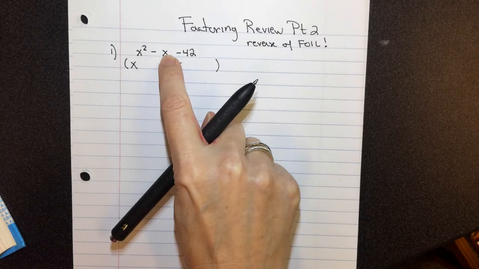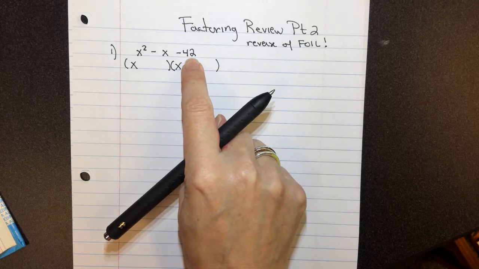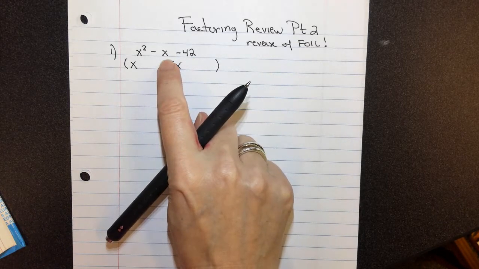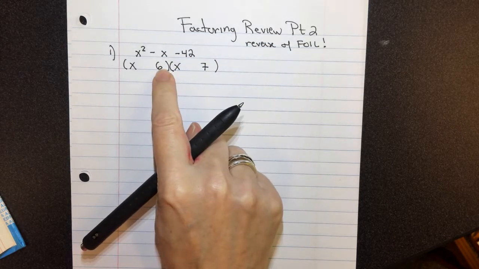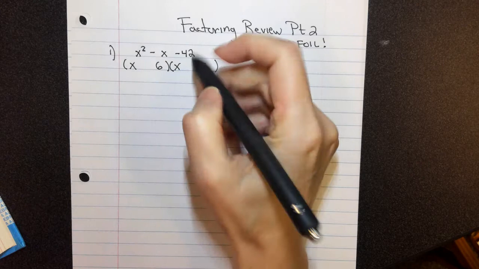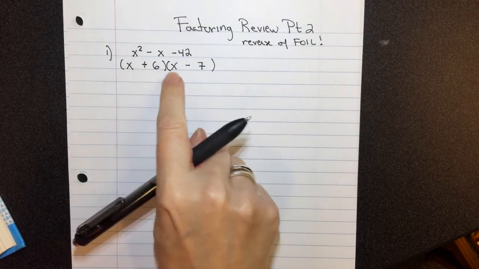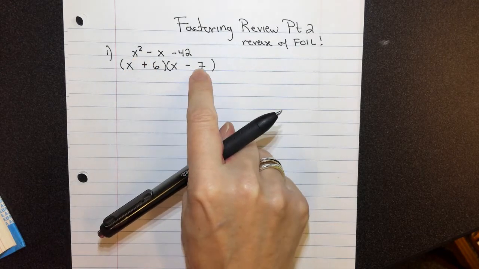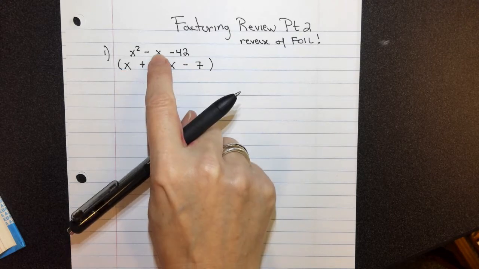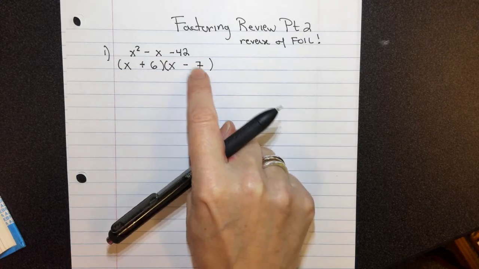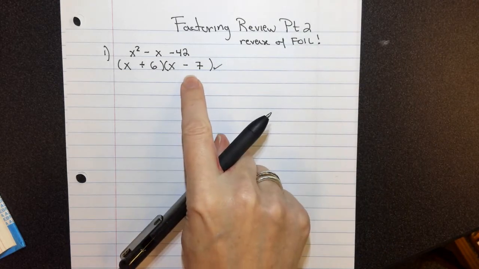I have a 42 right here, so I know that there's a couple different combinations to get me to 42, but I need them to add to 1. So I know that 7 and 6, if I were to just subtract them right now, would be 1. But because this is negative, I need this. And then x times x is x squared. Negative 7 plus 6 is negative 1. 6 times negative 7 is negative 42. So I'm finished. Sometimes that's hard to see.